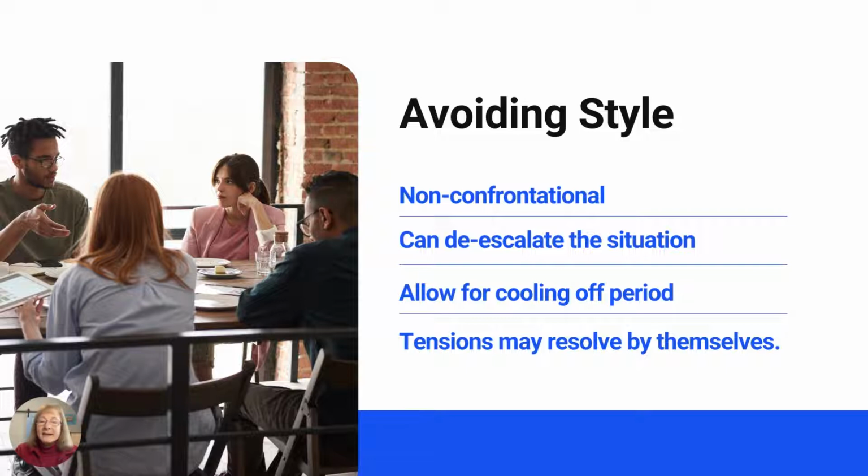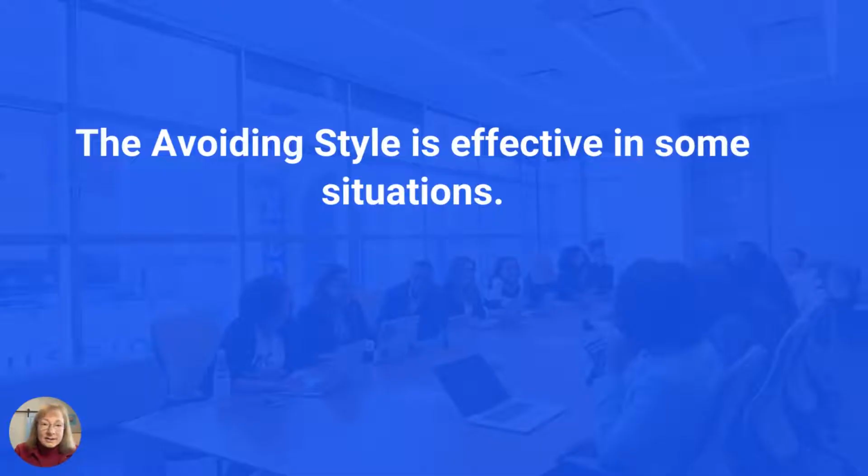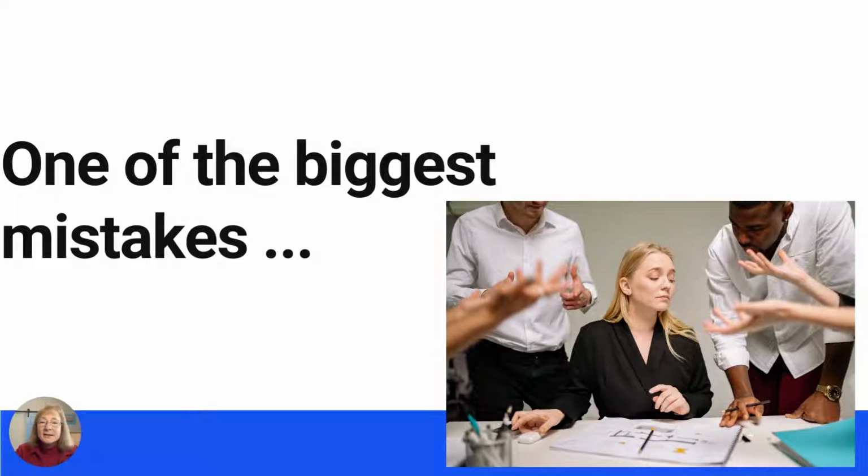This approach can de-escalate the situation, allowing team members to pause, regroup, and take another pass at the problem. This approach can also be useful when tensions are already high within the group, and continuing the discussion will result in further breakdown of relationships. And sometimes tensions within the team work themselves out without intervention from the project manager. As you can see, the avoiding style can be effective in some situations.